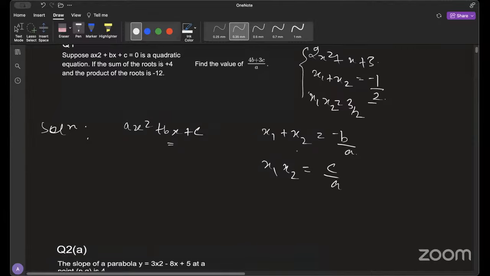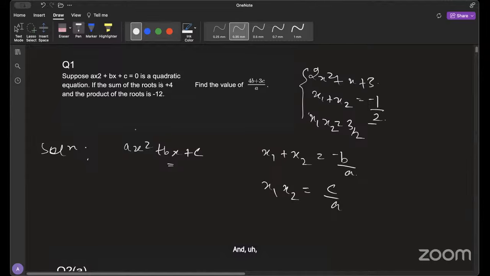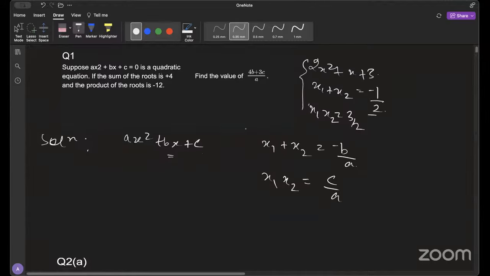Here, the sum of the roots is plus 4 and the product of the roots is minus 12. This is given to you. And you've been asked to find 4b plus 3c by a, which is the same as 4b by a and 3c by a.